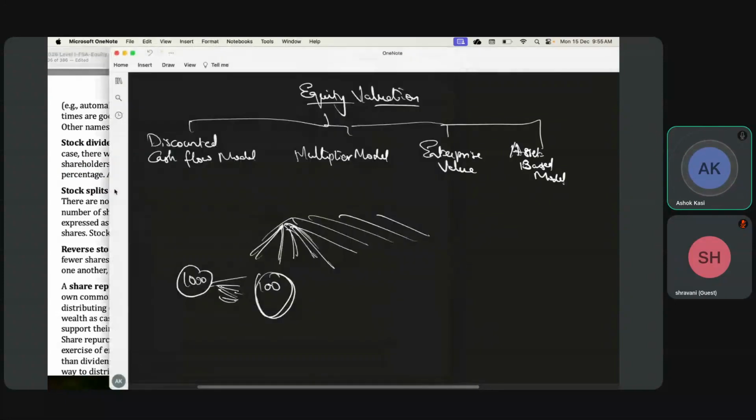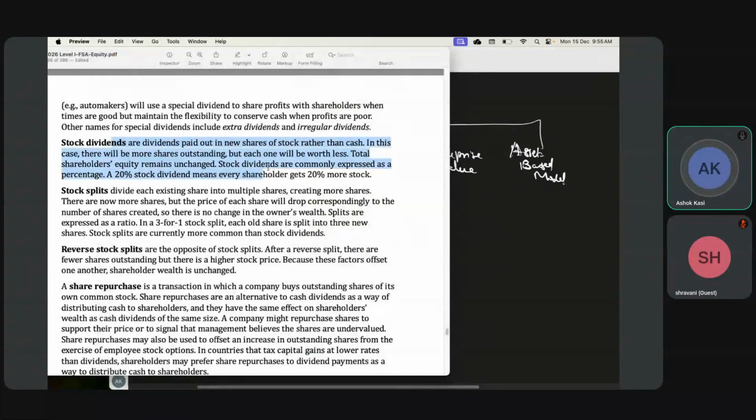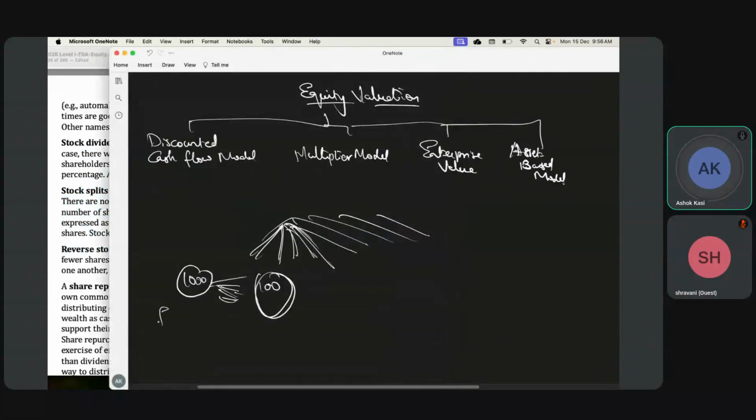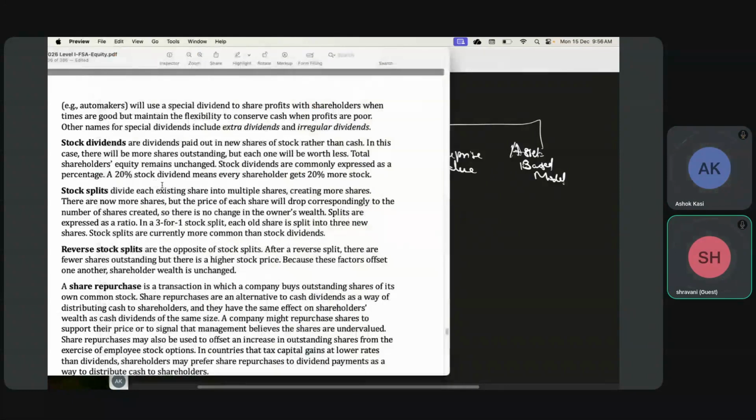But in stock dividend, the face value is not going to change. Whereas in stock split, the face value will also come down proportionately. So if the face value in stock split earlier was 10 rupees, now it will be 1 rupee, because it has been split into 10 parts. Whereas in stock dividend or bonus, it will not be split. Okay. Yeah. Then share repurchase.